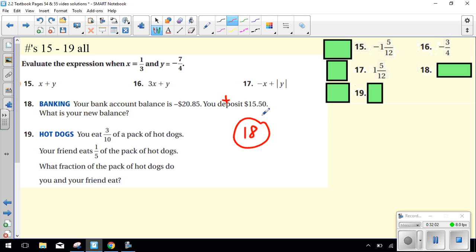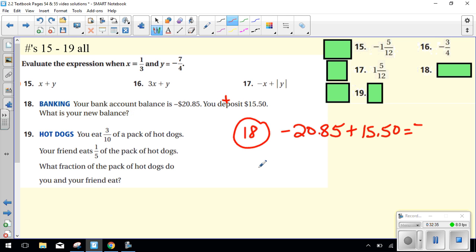So what we're going to do is take negative $20.85 and add $15.50 to it. So let's talk about a few things. Is my answer going to be positive or negative? Well, whose absolute value is bigger, 20 or 15? So 20 is bigger, so my answer is going to be negative. And since my signs are different, am I going to add these two or subtract them? So in addition, when the signs are different, you subtract.